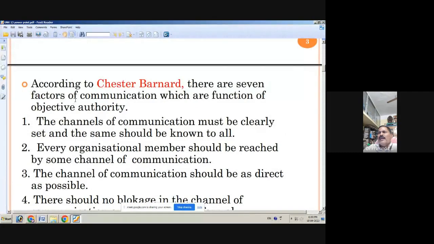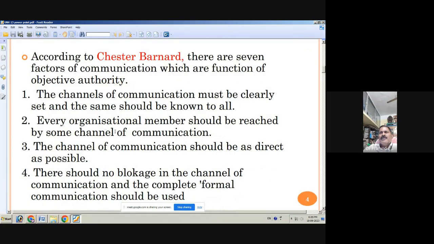According to Chester Barnard, there are 7 factors of communication, which are a function of the objective of the authority. The authority will have to take into consideration the channels of communication. They should be made clear to all. Everybody should know where and how the information or message will come to us. Every organizational member should be reached by some channel of communication.